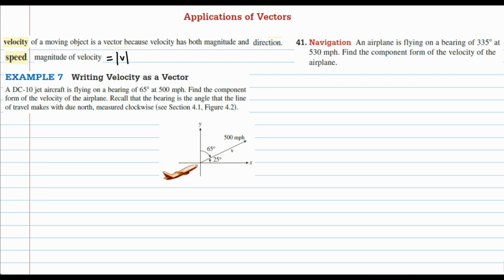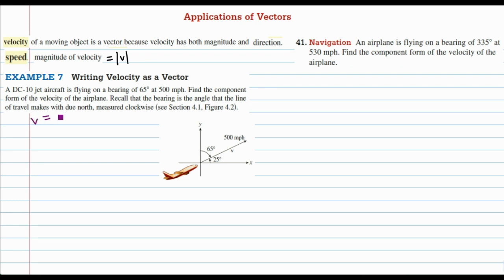Example 7 asks us to write velocity as a vector. A DC-10 jet aircraft is flying on a bearing of 65 degrees, remember that is clockwise from north, at 500 miles per hour. That's a speed. Find the component form of the velocity of the airplane.